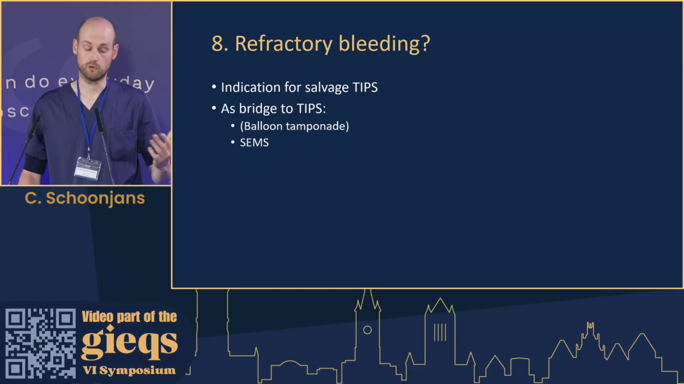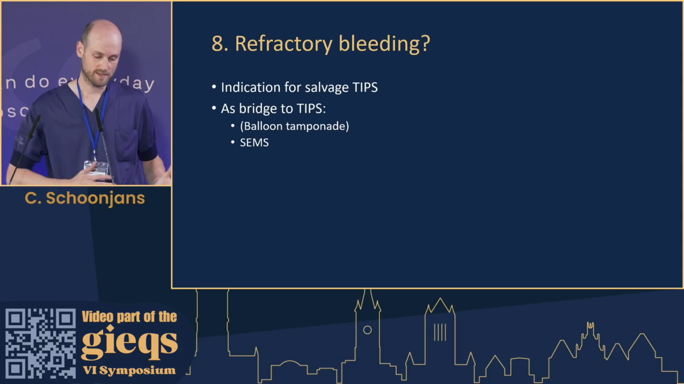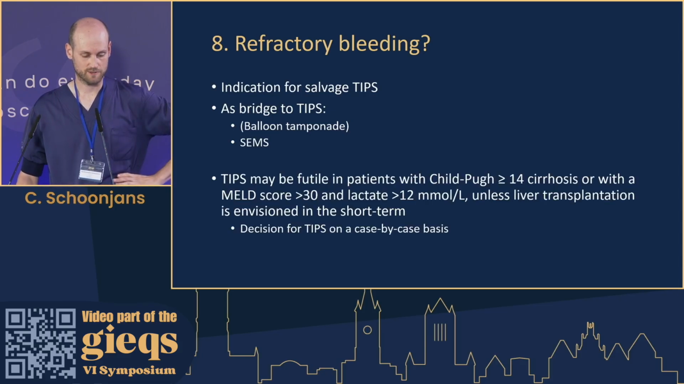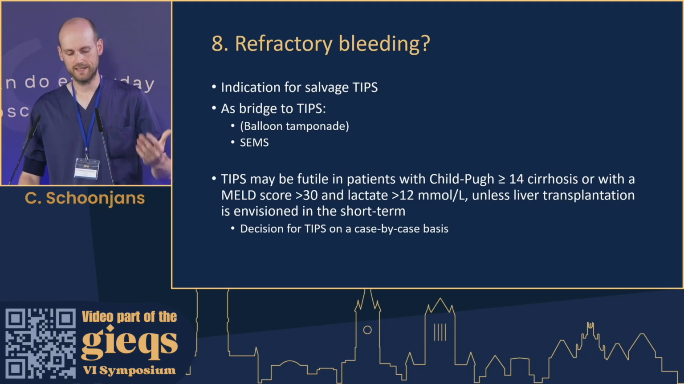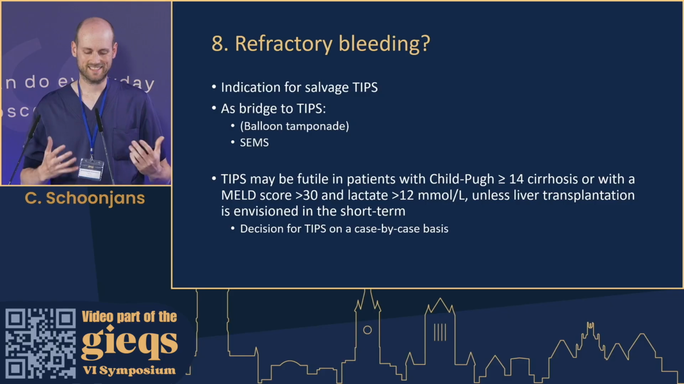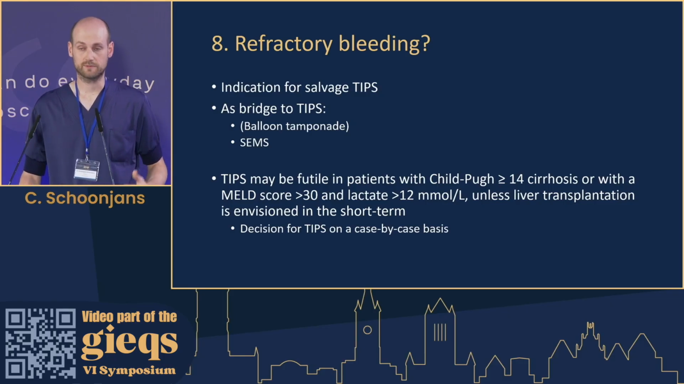This takes a few hours or a few days, depending on the center where you work. So you need a bridge to the TIPS then. This can be a balloon tamponade, but maybe nowadays it's better to put a self-expandable metal stent. And before you call your interventional radiologist, not every cirrhosis patient needs a salvage TIPS. Sometimes it's futile care.